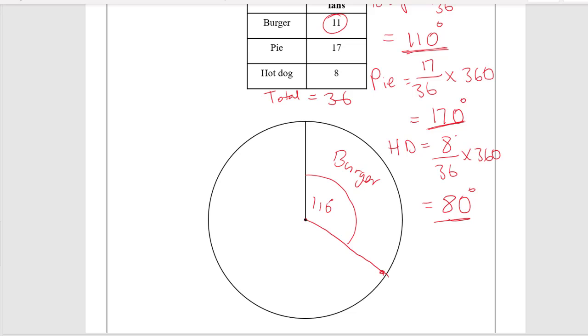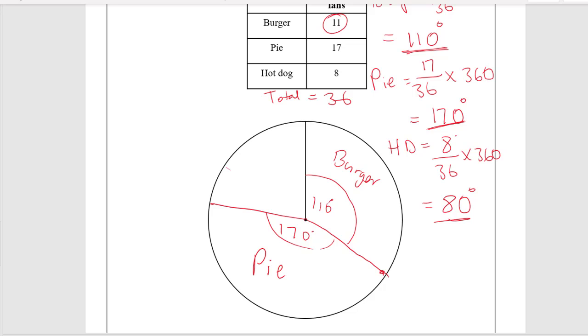Pie is 170. So that's 180. If I draw a straight line here, that's 180. Just slightly less than 170. So that'd be about here. That's 170. And that will be pie.